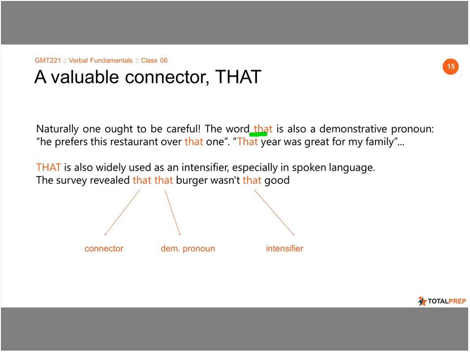The word that is also a demonstrative pronoun. He prefers this restaurant over that one. That year was great for my family. That is also widely used as an intensifier. To be really honest, not exactly on GMAT specifically, right? But specifically in spoken language. The survey revealed that that burger wasn't that good. So that's the connector. It's connecting this part with this part of the sentence.